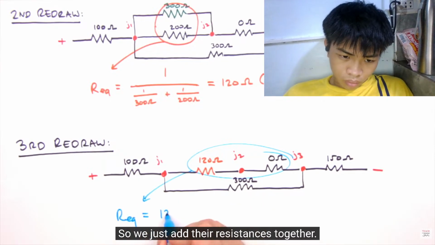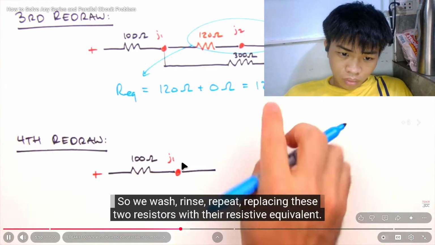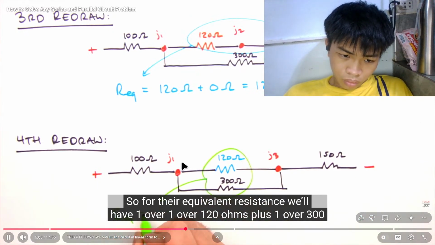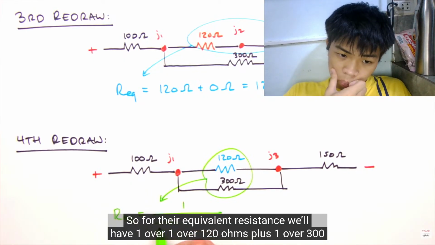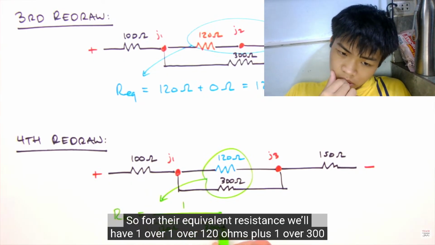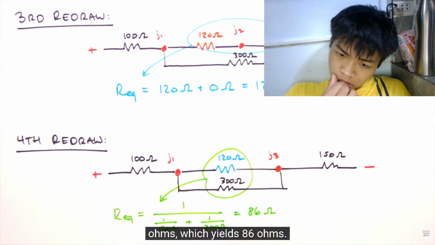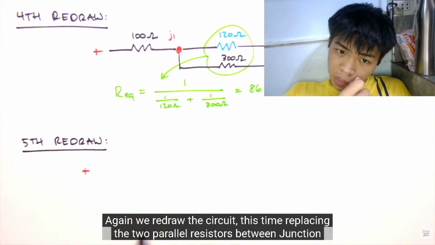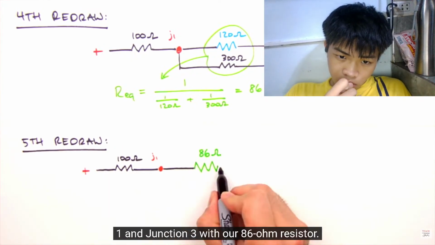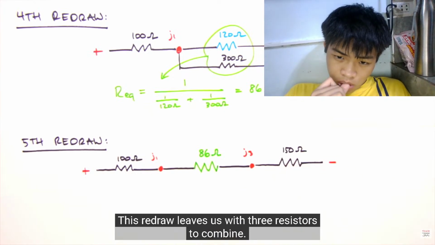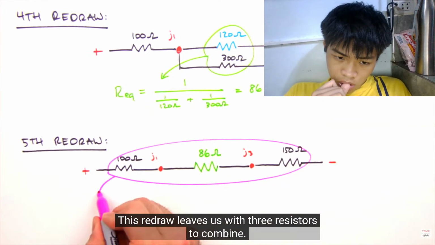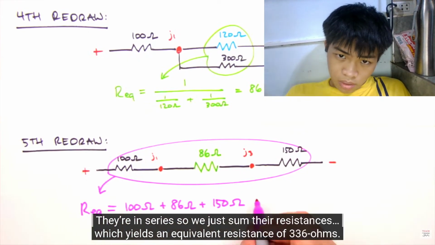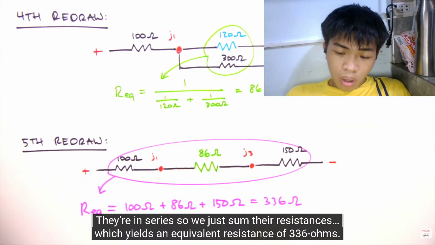So we just add their resistances, and redraw the circuit in our fourth redraw, replacing the resistors with their resistive equivalent. So for their equivalent resistance, we'll have 1 over 120 ohms plus 1 over 300 ohms, which yields 86 ohms. Again, we redraw the circuit, this time replacing the two parallel resistors between junction 1 and junction 3 with our 86 ohm resistor. This redraw leaves us with 3 resistors to combine. They're in series, so we just sum their resistances, which yields an equivalent resistance of 336 ohms.